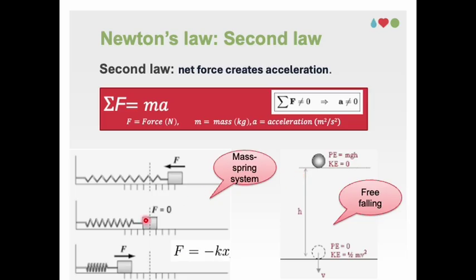Another example, let's consider a mass-spring system. If the net force is zero, our mass is in its equilibrium, as shown here. If I stretch the mass, the net force is no longer zero, and this net force, according to Hooke's law, is balanced with the mass of the object.